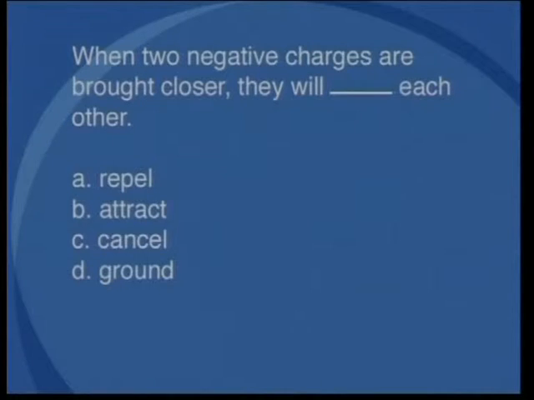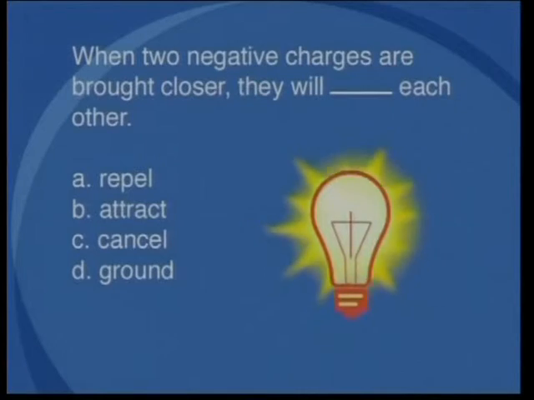Right, everybody, here is our first question in the quiz. I want you to fill in the missing word. When two negative charges are brought closer together, they will A, repel, B, attract, C, cancel, or D, ground each other. Of course, the answer is A. Like charges will repel each other.